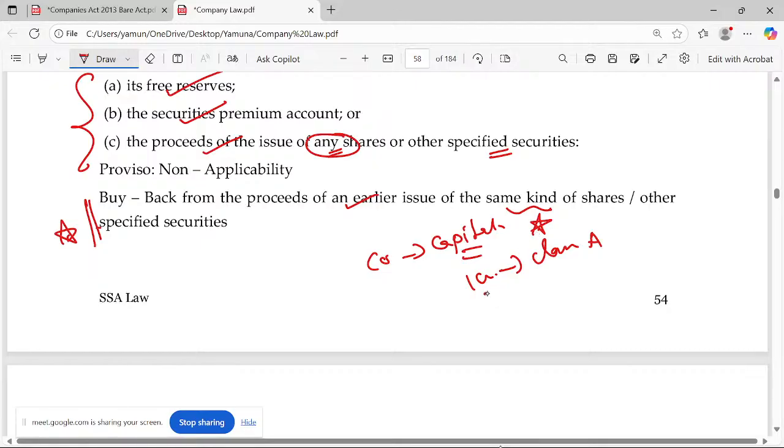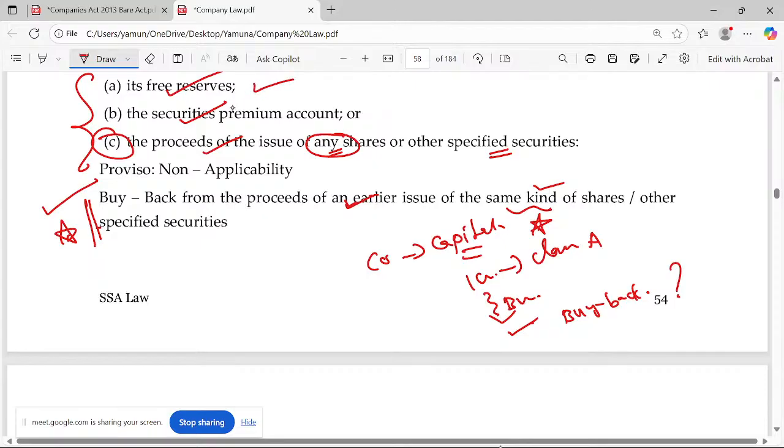Now, with the help of this 1 crore capital raised, the company has done the business and is succeeding. Now the company goes for a buyback of shares. Whether this company can go for buyback is what this content is about. Buyback from the proceeds of an earlier issue of the same kind cannot be done. Go for this third point.